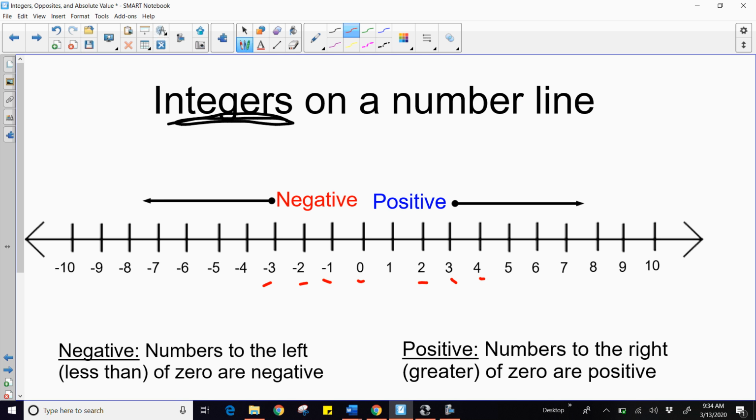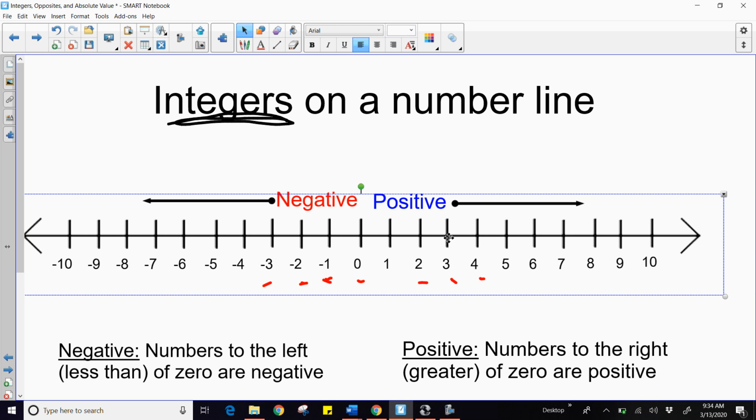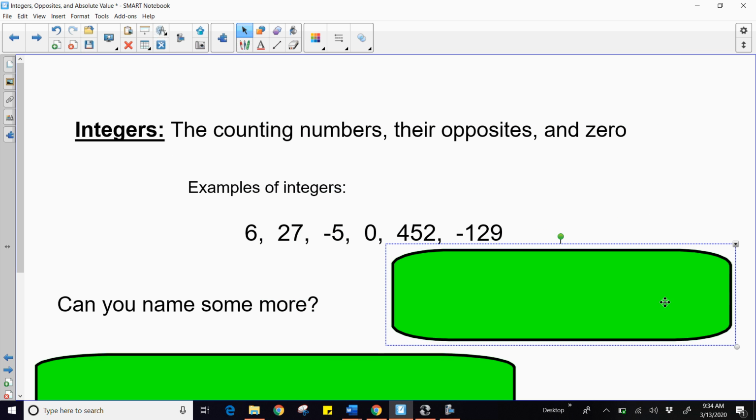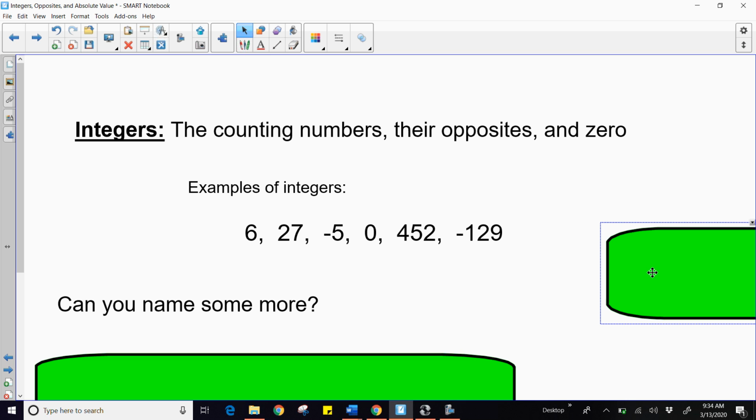Notice that the negative numbers are on the left of 0, and they count backwards than the positives. So to the left of 0 is -1, and then -2, and then -3. Kind of like if we were to fold these, this -3 would land on the positive 3. And so that's the difference between positive and negative numbers. And here we go again, talking about the integers. And these are all examples of integers. 6, 27, -5, 0, 452, -129. Okay, can you think of any more?